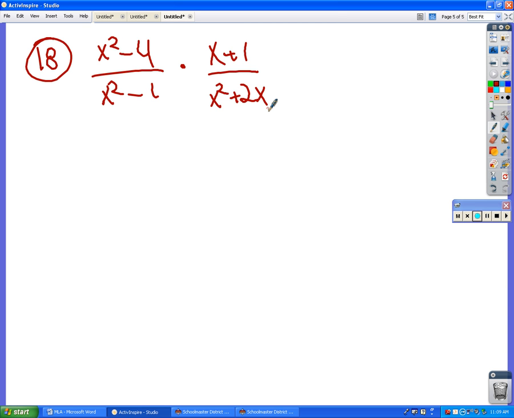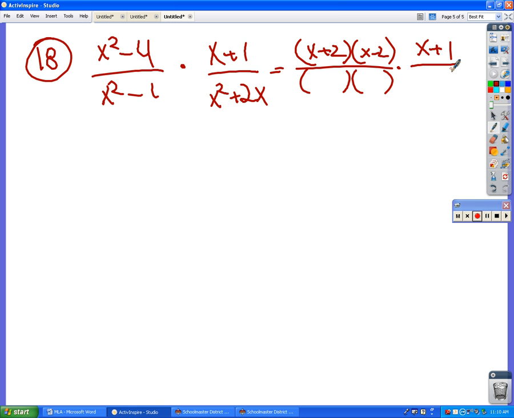Okay, so you have to factor out the bottom one. So x squared minus 4 factors into what? Close. x plus 2 and x minus 2. Is this like the difference of 2 squares? It is like the difference of 2 squares. x squared minus 1 factors into what?